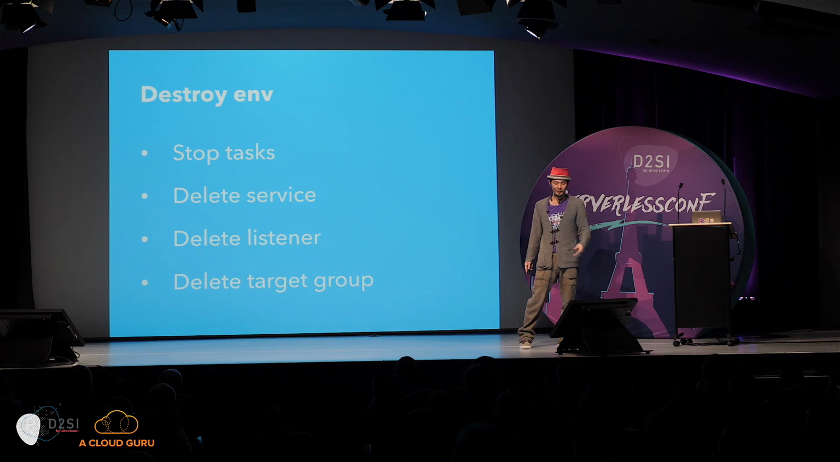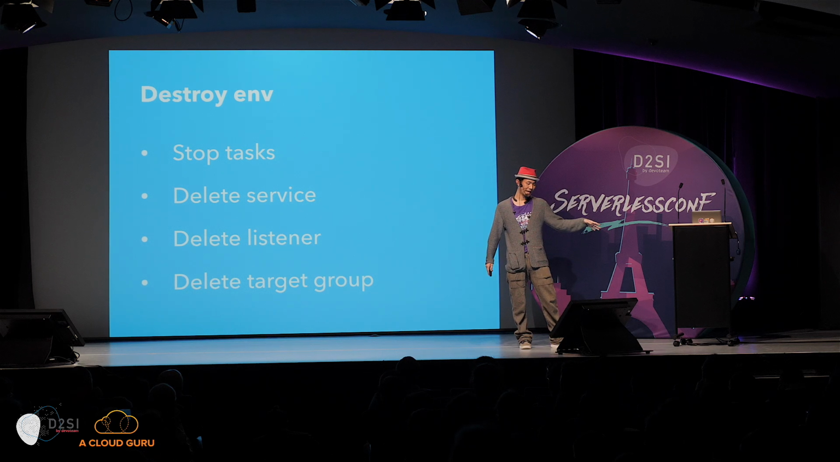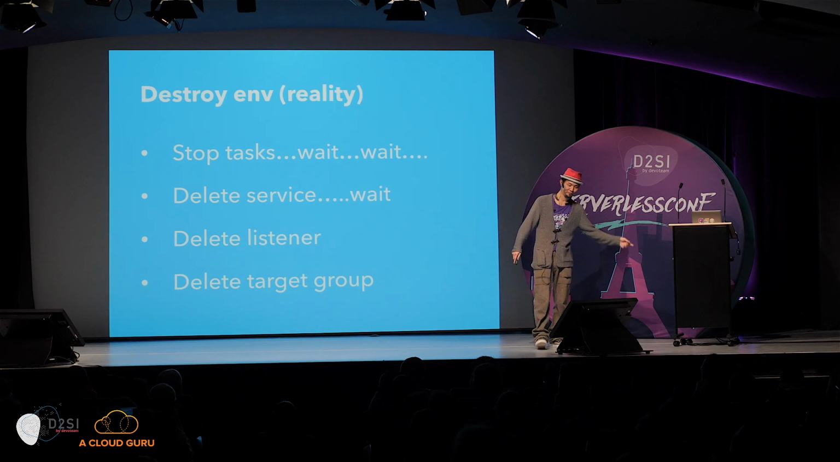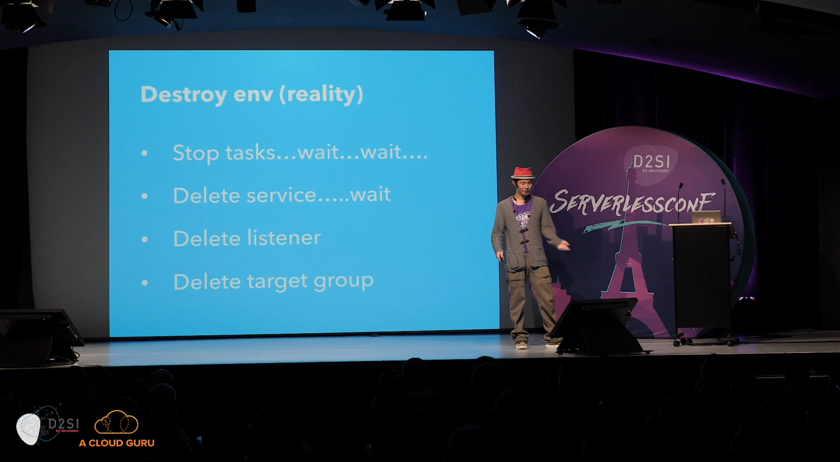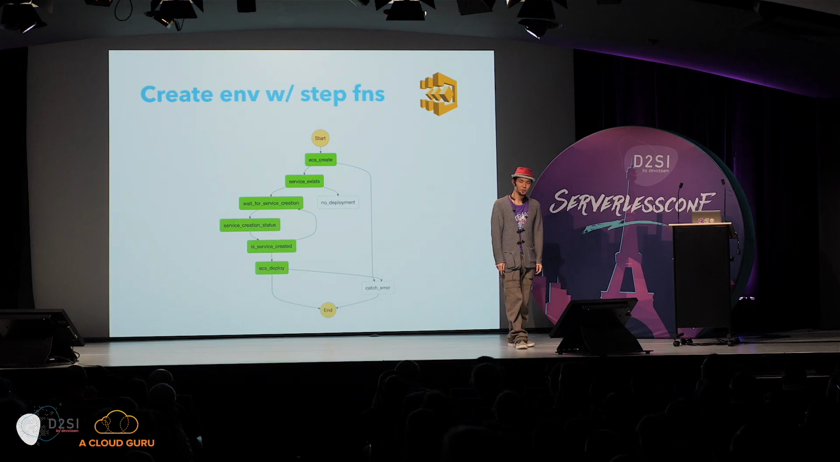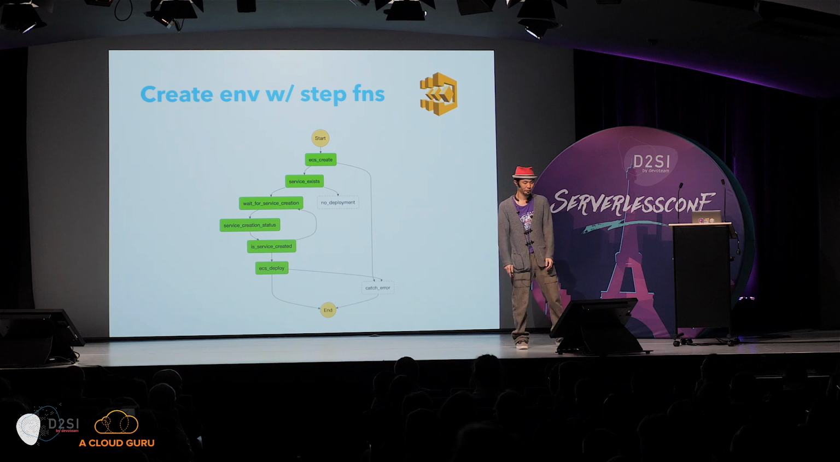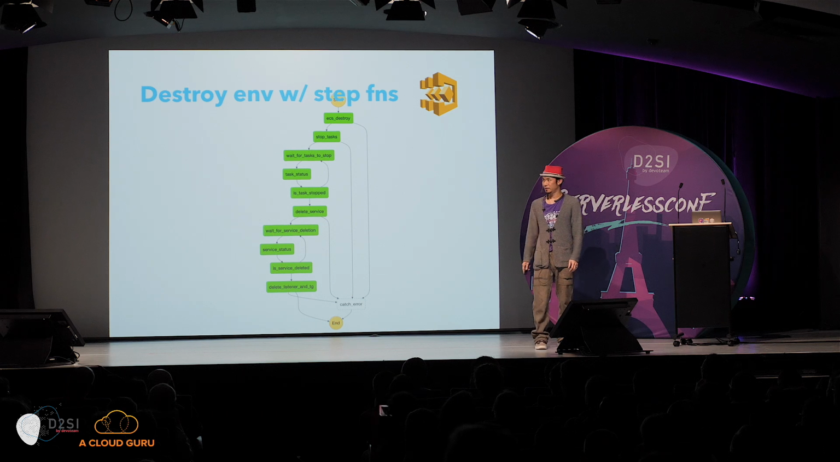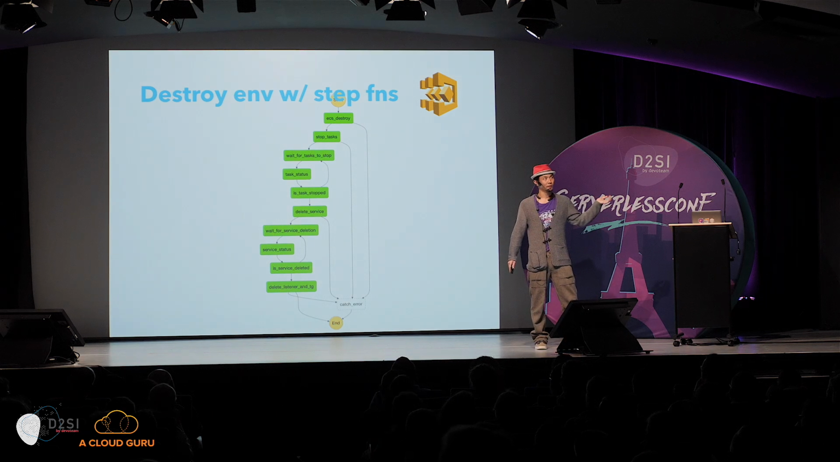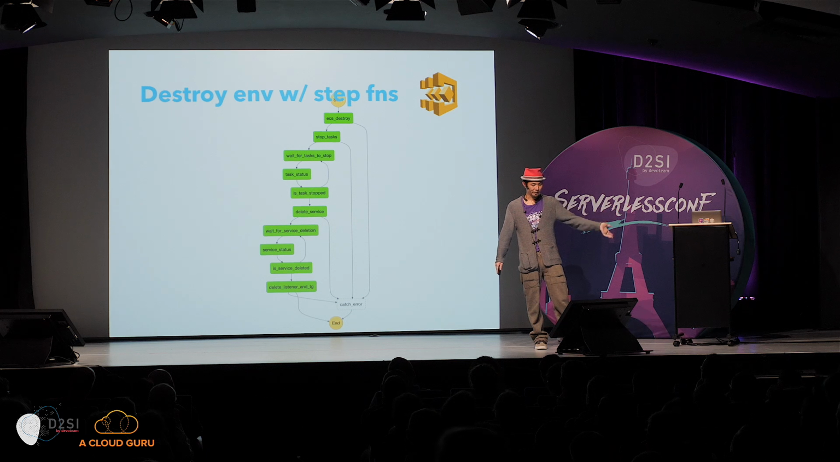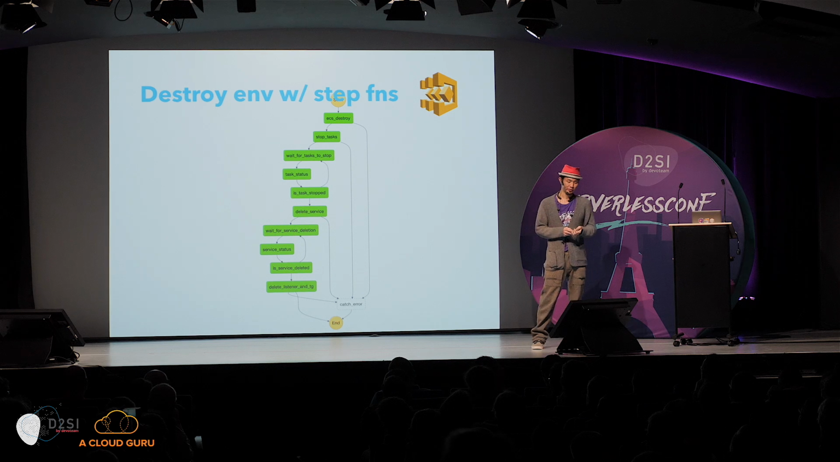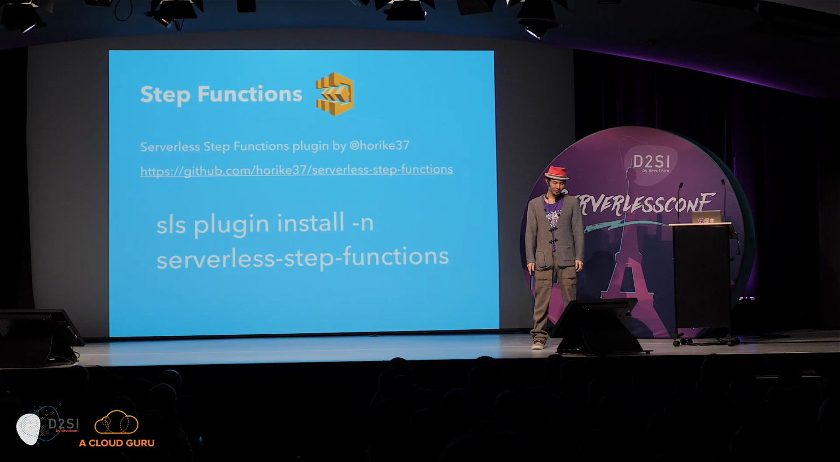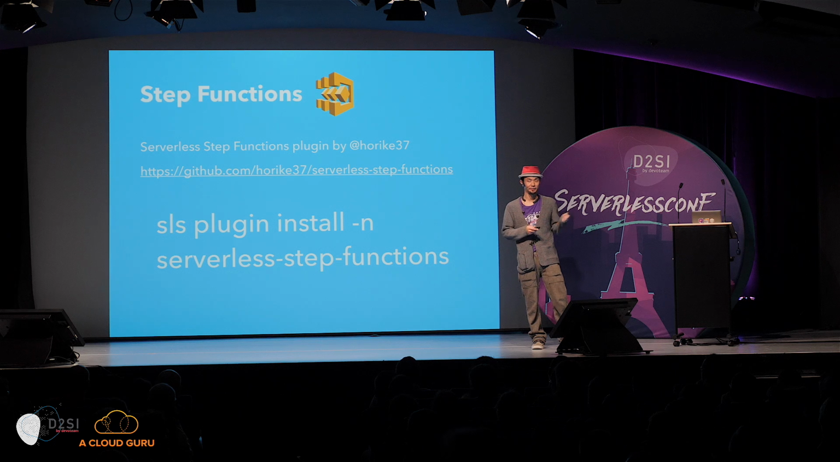And the process of destroying the environment is similar. You have to stop tasks, delete services, delete listeners, delete the target group, but you have to wait for the tasks to stop, and the deletion of the service would take some time. So we used Step Functions to coordinate all this, because sometimes getting the images from ECR and running the tasks would take a long time depending on the images that we used. And Step Functions is easy to use with the Serverless Framework.